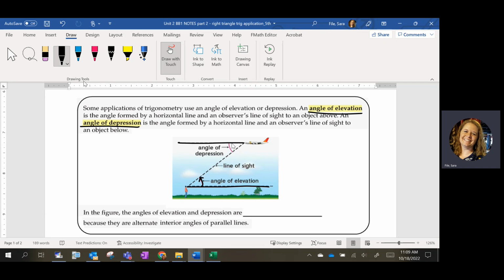Now, from the airplane going down along the line of sight to the guy on the ground, that's depress. It's from the horizontal going down. So it's the angle of depression. Both are measured from a horizontal. That part's very important. If you're going up from the horizontal, you're creating the angle of elevation; down, angle of depression.